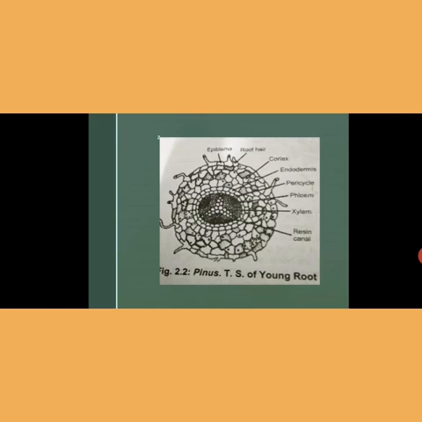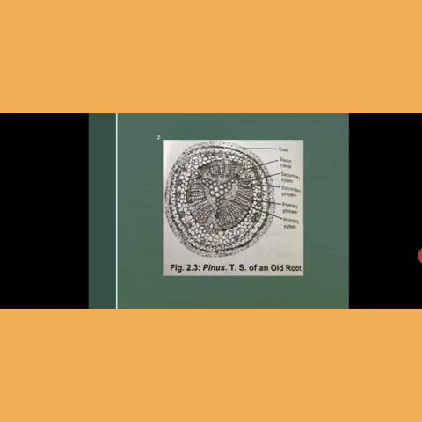Inside the cortex there is an endodermis, the outer layer of the pericycle. In the pericycle there is a vascular bundle, phloem and xylem. Xylem is Y shaped, and in that Y-shaped xylem a resin canal is present. That is the young root. In this figure we see the old root. One more difference we can see here is the secondary growth. We can observe primary xylem, primary phloem, secondary phloem, and secondary xylem in that figure.